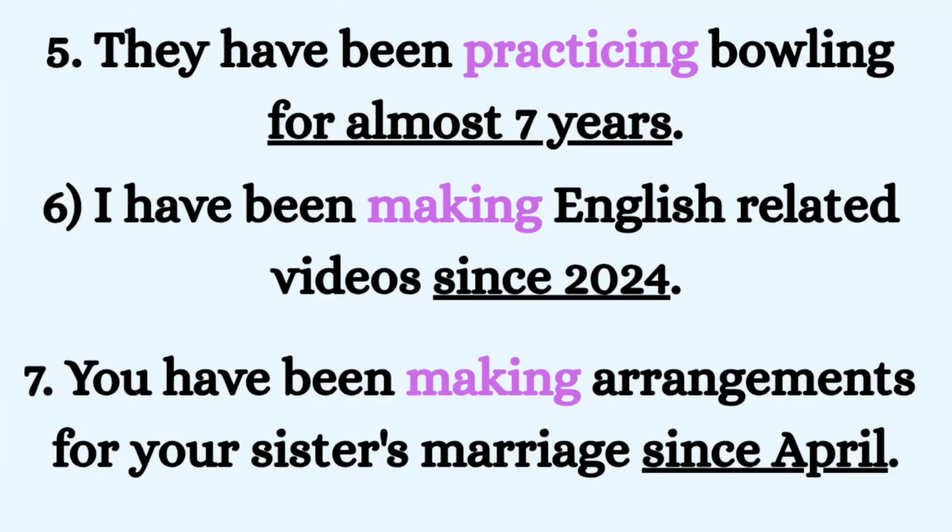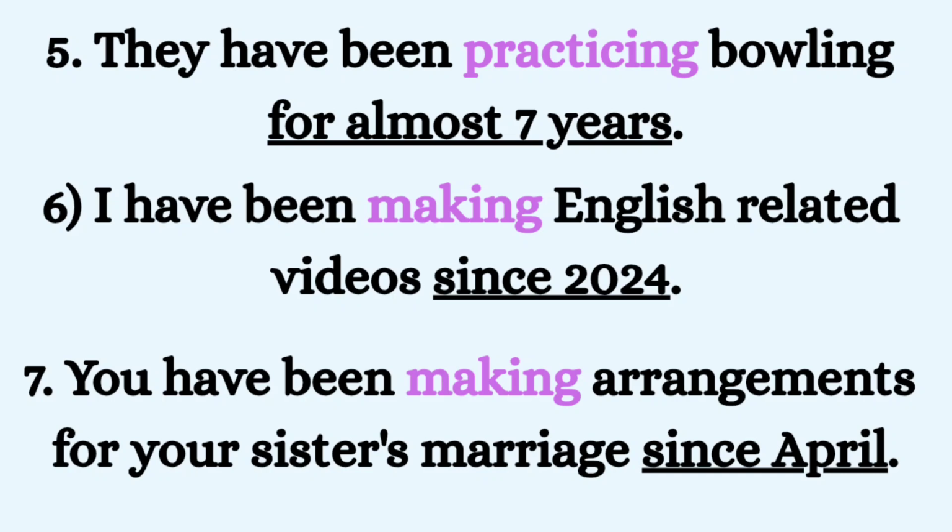Another three examples. They have been practicing bowling for almost 7 years, which means they started bowling 7 years ago and they have been doing it for almost 7 years, right? I have been making English related videos since 2024. So last year I started my YouTube channel and since then I have been making English related content and uploading on my YouTube channel. For is used for duration of time and since is used for point of time.